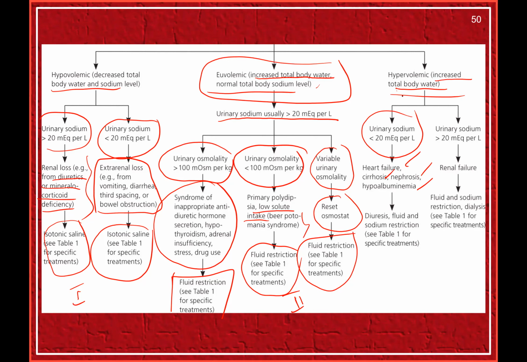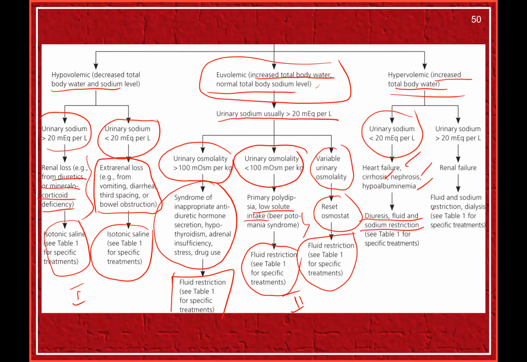The patient has heart failure, cirrhosis, nephrosis, hypoalbuminemia: treat with diuretics and fluid and sodium restriction. Here, fluid should not be administered, salt should not be administered. We have to restrict the fluid, use diuretics, see to it that sodium and more fluid is lost and the hypervolemic state is brought down, and automatically the sodium will get corrected.